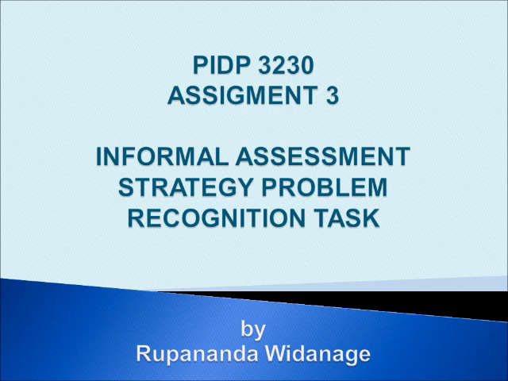Since our subject is business statistics, I am going to discuss CAT-19, the problem recognition task, that is described in the text titled Classroom Assessment Techniques. Business statistics applies a range of statistical techniques to find solutions for real-world business problems. Therefore, the problem recognition task is a good informal assessment strategy for this class.